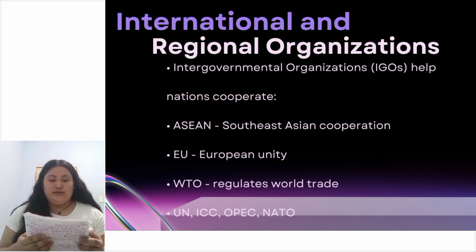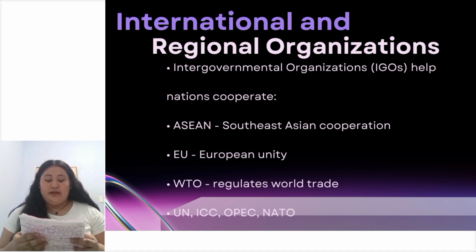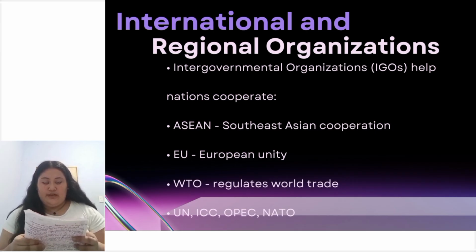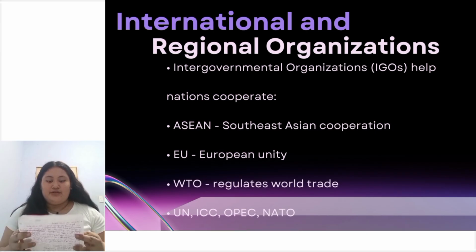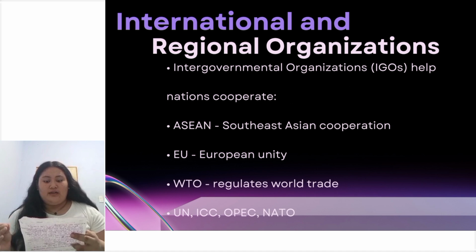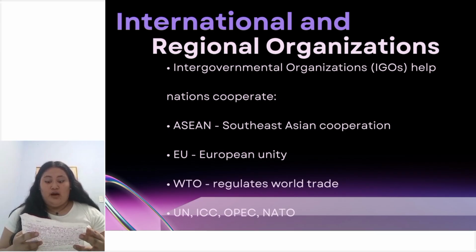So I'm going to talk about the International Regional Organization, Intergovernmental Organization, or the IGOs, and in its example like ASEAN, EU, WTO, UN, ICC, OPEC, and NATO. So, international and regional organization, it focuses on how organizations facilitate cooperation with other nations. So, the Intergovernmental Organization is an organization na nag-help na masolve ang problema sa usa ka country.